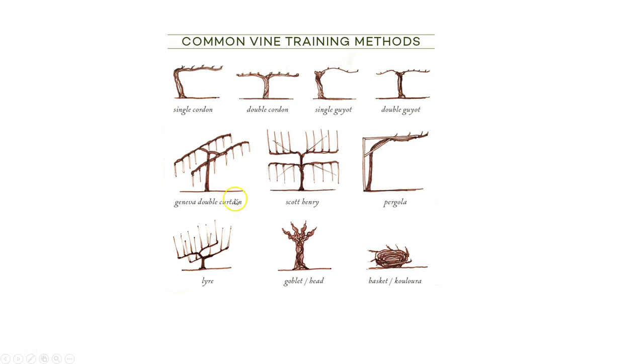So these are the common systems, right? You've got cordon, so single and double cordon, and then single and double cane, and then these are the various trellising systems that are used. So beyond VSP, Geneva double curtain is mostly this sprawling system that's mostly used for Concord juice grapes. Scott Henry here, of course, is the retrofit from VSP. The pergola system, which we really don't see used around the world that often.